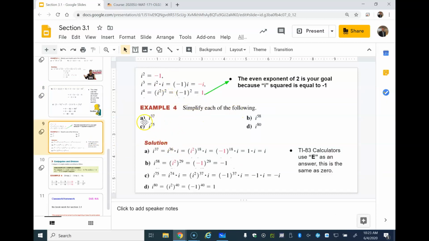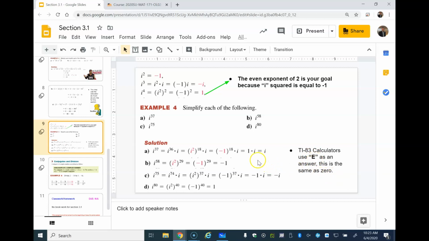So if we need to simplify just using the i, again, the TI-84 is probably the best calculator to use because it gives us a straight answer. If I take the i and raise it to the 37th power, the TI-84 gives us the exact answer of i. If you're using a TI-83 or an older version calculator, then they're probably going to give you an answer with an E. Again, if you see that E, it's going to be the exact same answer of 0.